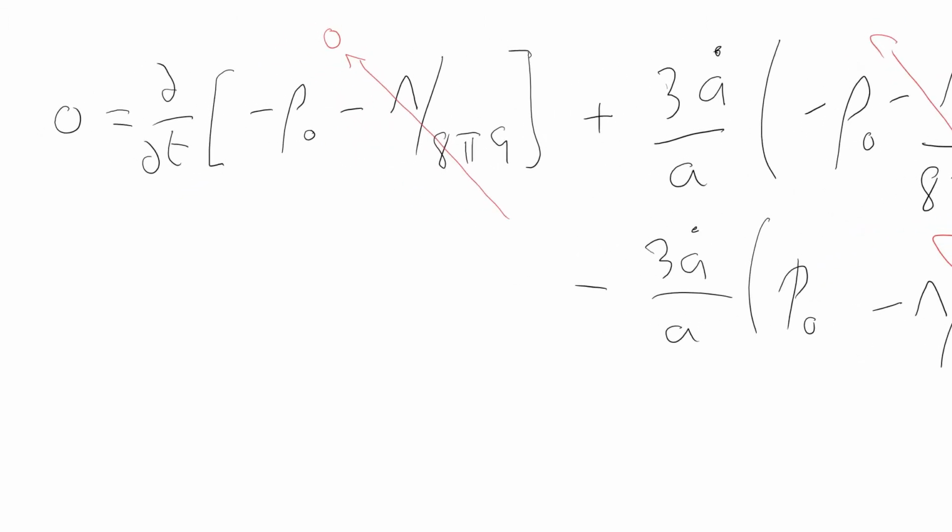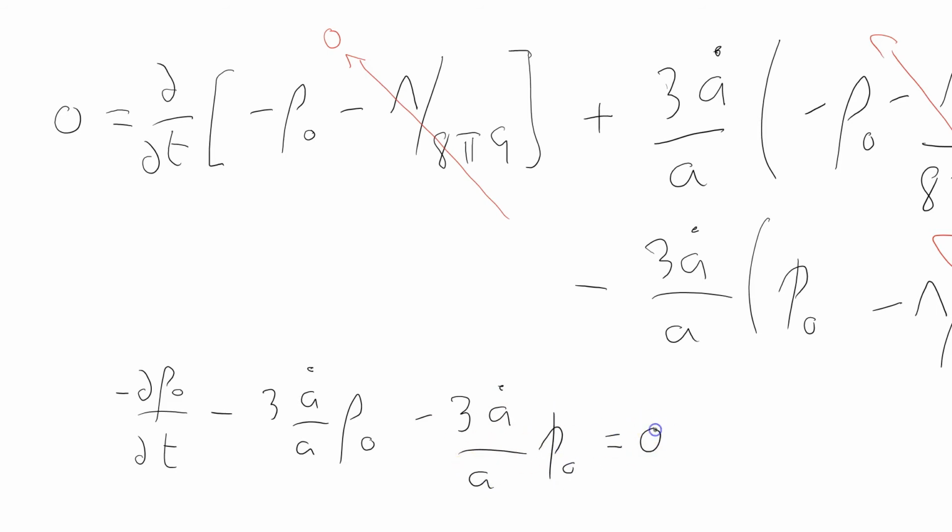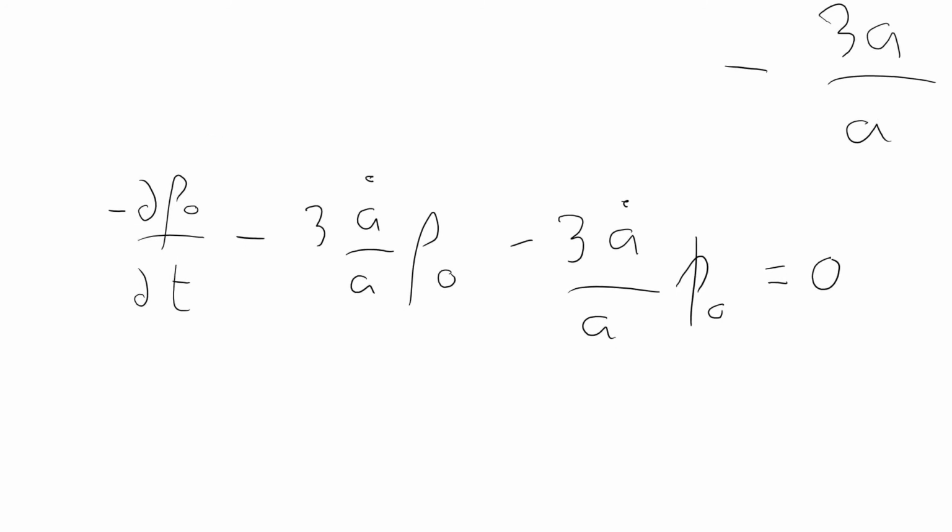Let's just go in a little bit more. We've got minus ∂ρ0/∂t minus, from this term here, 3 a dot over a ρ0 minus 3 a dot over a p0 equals 0. And all the cosmological terms have cancelled out. What I'm going to do now is multiply by a cubed. Actually minus a cubed, because I want to change the sign.